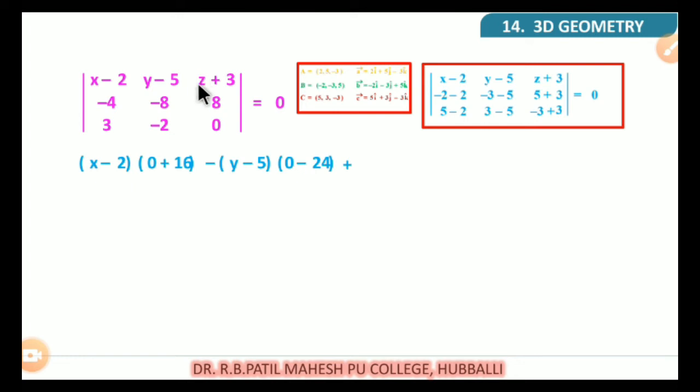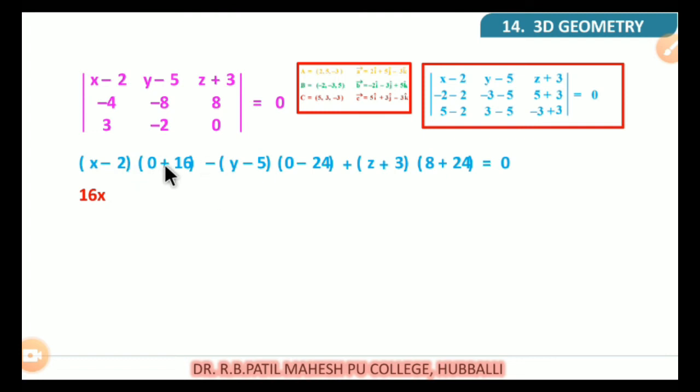We have to take plus sign here. So plus into the bracket of z plus 3 into the bracket of, you have to take the determinant here. This is minus 4 into minus 2 is plus 8, minus 3 into minus 8 is what here? Minus 24. So minus of minus 24 becomes plus 24. So 8 plus 24, which is equal to 0.